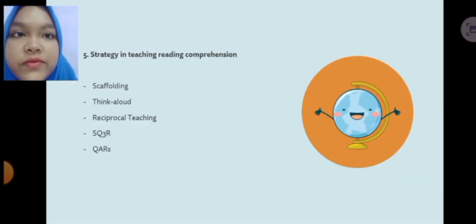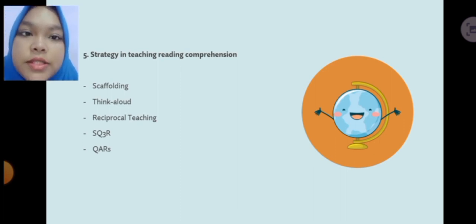And number 5, strategies in teaching reading comprehension. The first is scaffolding, and then think aloud, and then reciprocal teaching, and then SQ3R, and the last is QARS.